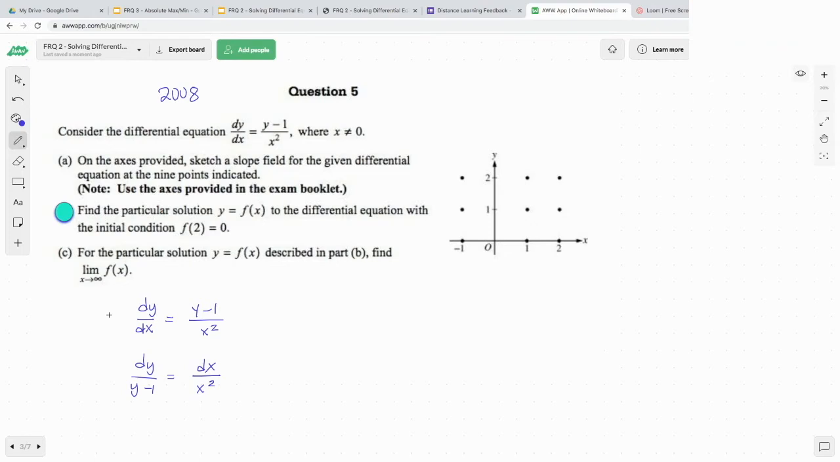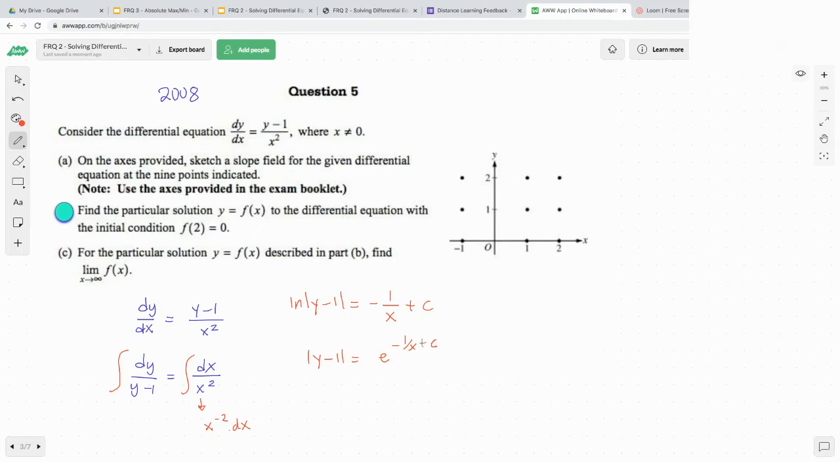So then we're going to take the antiderivative of each side. Those are all denominators, refers to ln, absolute value of y minus 1 equals negative 1 over x plus c. You guys can just rewrite this as x to the negative 2 dx and then apply the power rule. So let's come over here. We're going to convert this to exponential form. So it's going to be y minus 1 equals e to the negative 1 over x plus c.